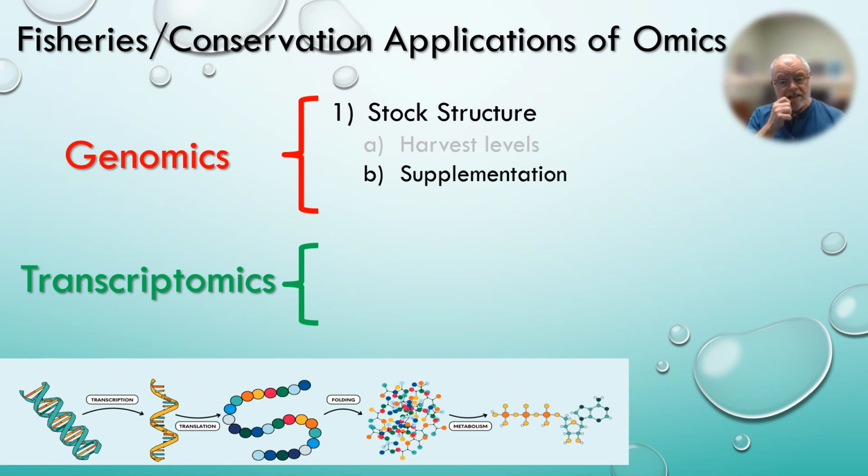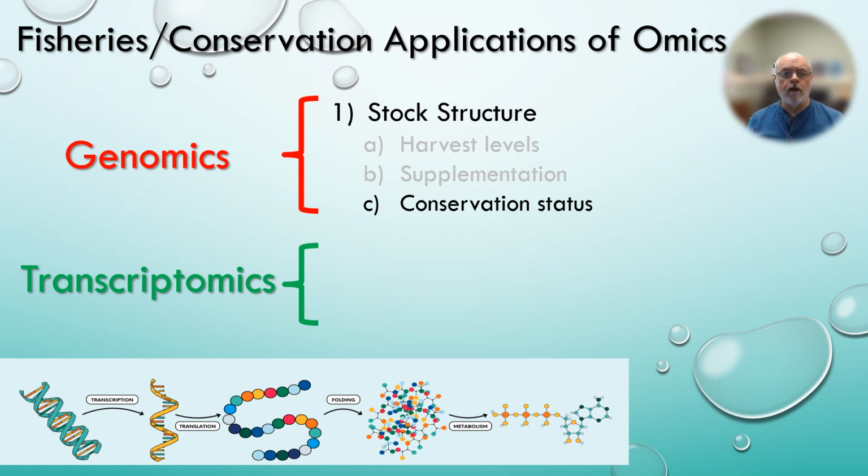When it's necessary to supplement a population of fish, you want to make sure that whatever your donor population is genetically compatible with your target population. And you can use genomic data to assess how similar or dissimilar these two populations are and choose the ideal source of supplementary fish.